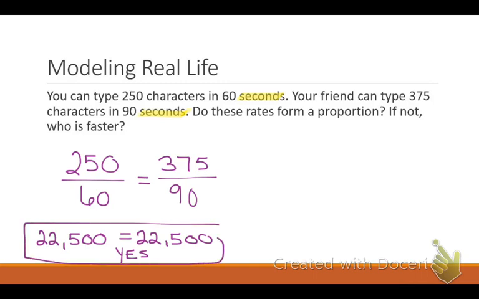Okay. All right, now I need to check their unit rates. That's what I was just talking about. I need to check their unit rates to see if one is faster than the other one. Okay, so it's going to be 250 over 60 and 375 over 90. Go ahead and find their unit rates and answer the question.